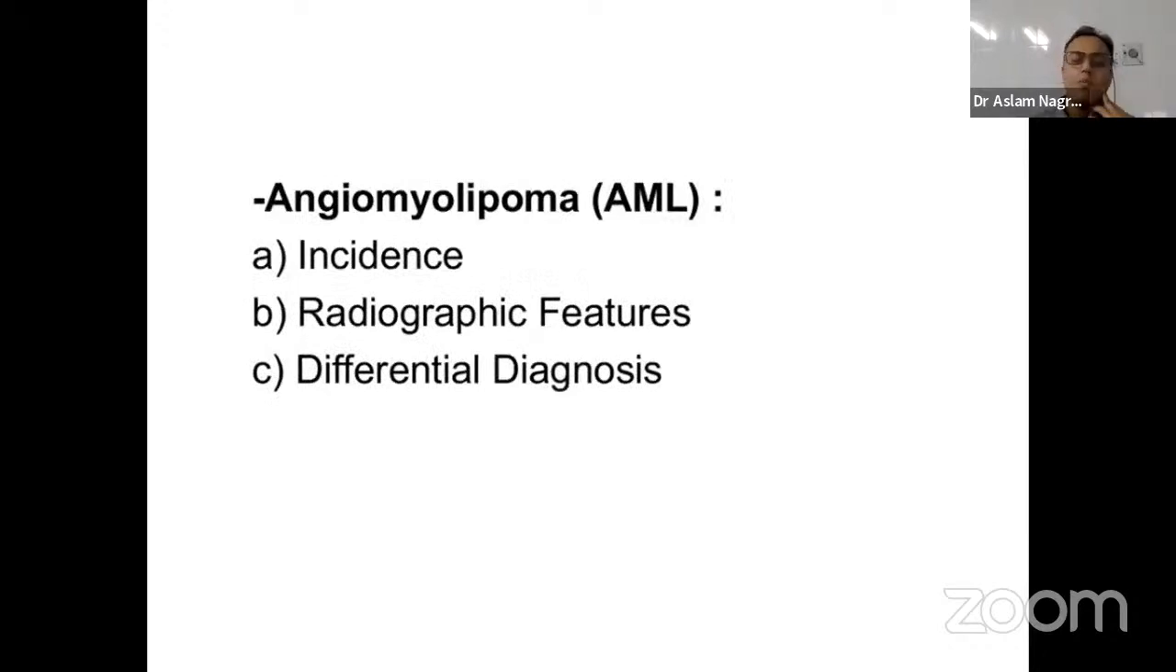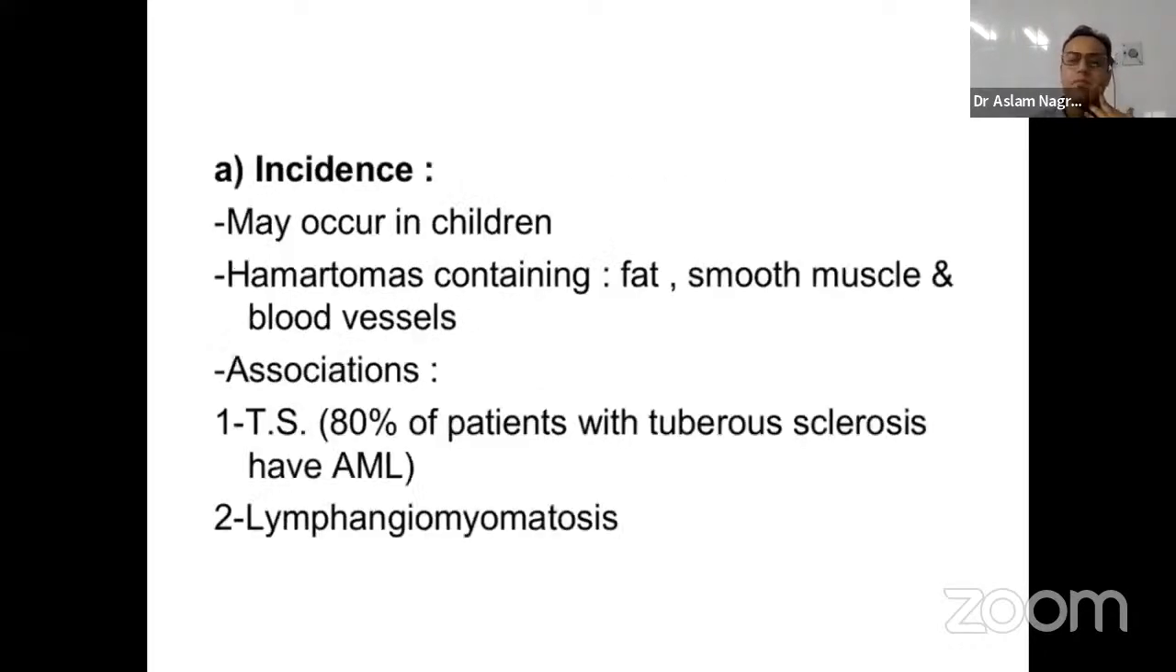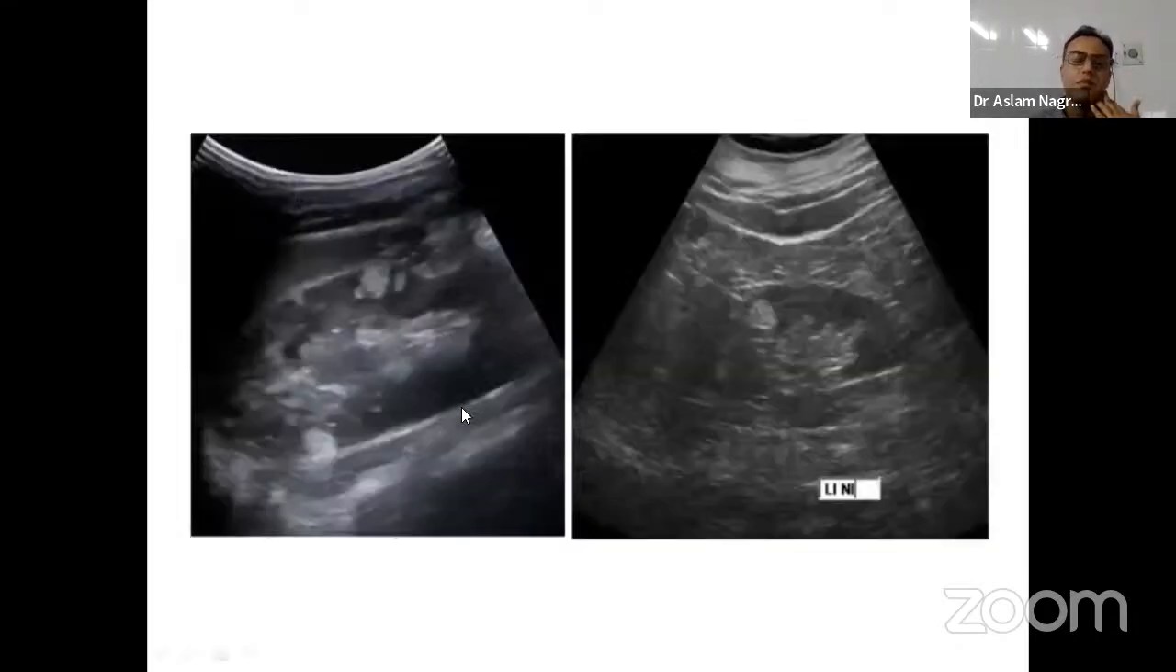So angiomyolipoma, you already know. Angiomyolipoma can be associated with tuberous sclerosis. We have a case of typical tuberous sclerosis. We'll show it sometime. Cortical tubers with angiomyolipoma, and all the typical cases. Yeah, the history of lesion in the brain.